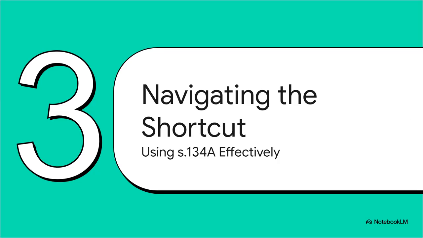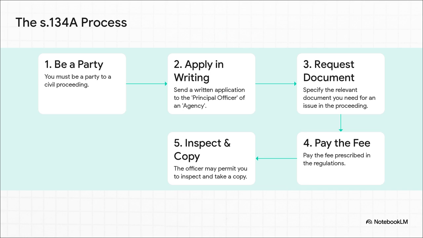So we know what it is, right? It's this awesome shortcut, but how do you actually use this powerful tool? Let's break down the practical steps so you can make sure your application works and follows all the rules. You know, the process itself is beautifully simple. First, you have to be a party in a civil case. That's a given. Second, you write up an application and send it to the principal officer of the right agency. And don't worry, we're going to define those terms in just a sec.